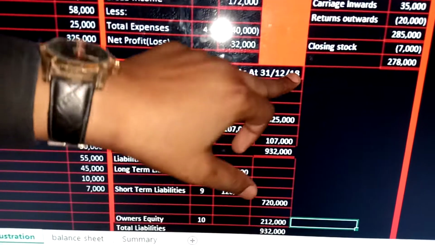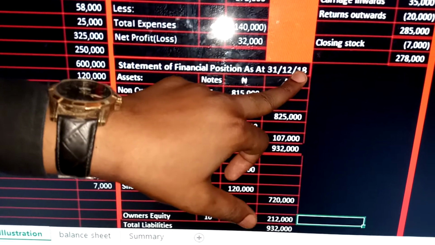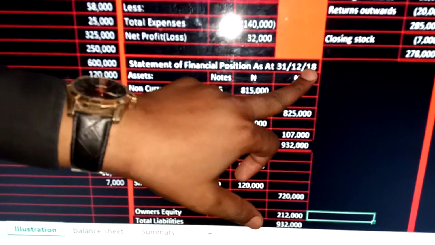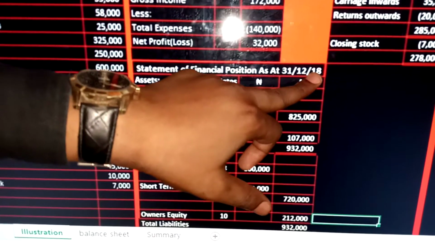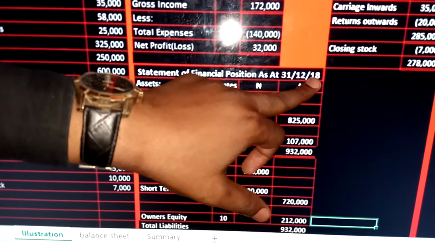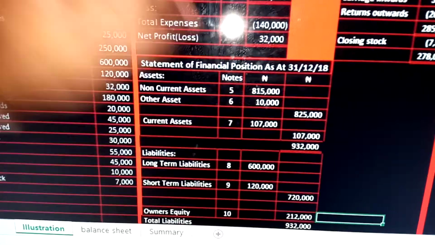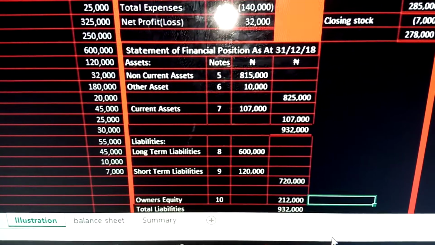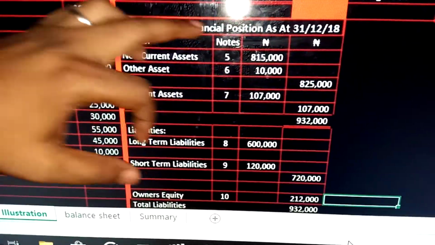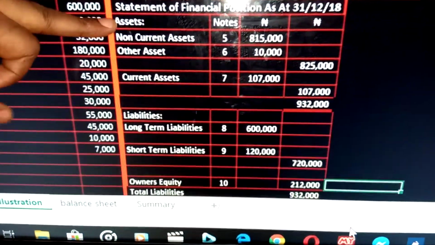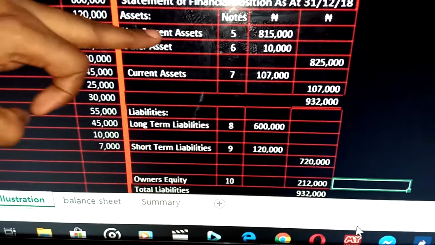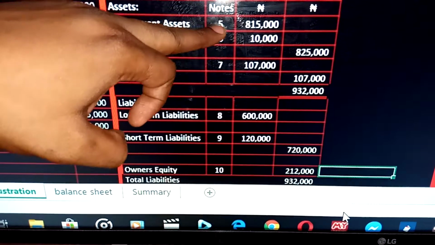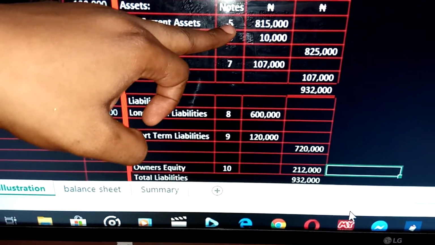So you go to the question, pick your assets and pick your liabilities and group them. Remember I told you, I said that your assets can be non-current assets, which is also called fixed assets. We have current assets, we have other assets. Okay? So now, this is the statement of financial position, which is also called the balance sheet. So we have our assets here. Non-current asset, also called your fixed assets, is 815,000, which is note 5, giving us items that made up 815,000.